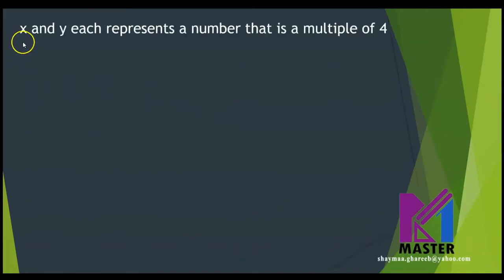Look at this example here. X and Y each represents a number that is a multiple of 4, so that X plus Y equals 20. From the previous part of this lesson, we said that X and Y both are variables, right? And here it says that X plus Y equals 20, and both of them are multiples of 4. So write all the possible values of X and Y.